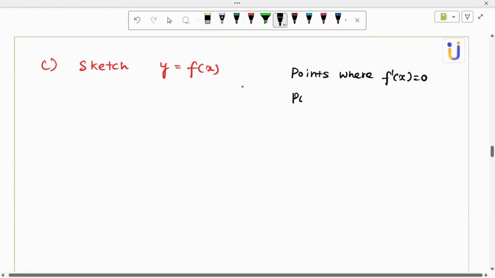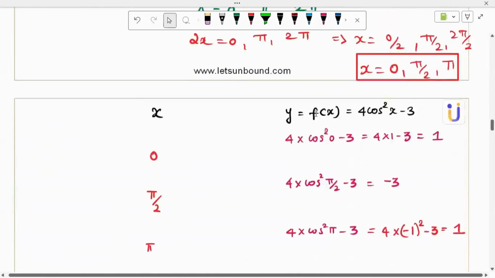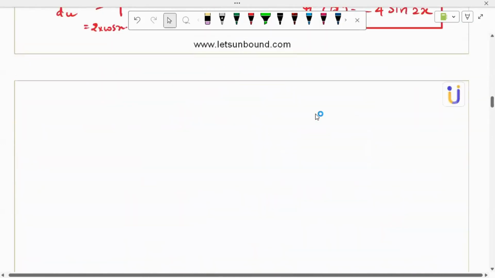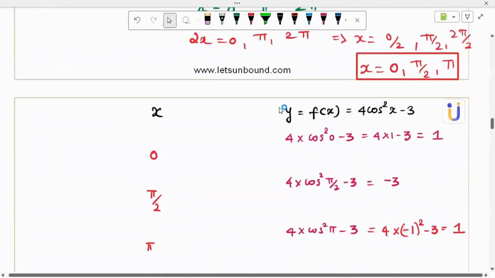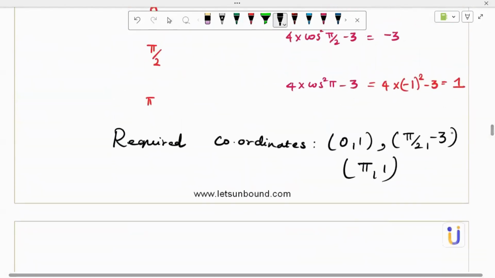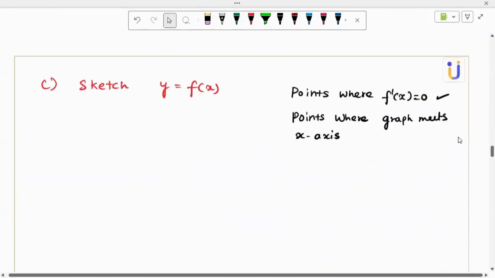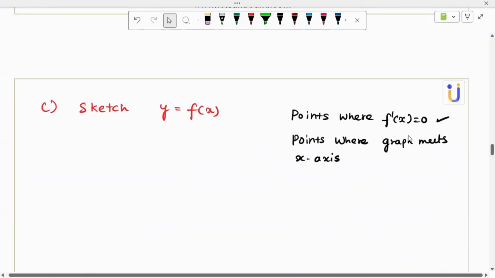Okay, and points where graph meets x-axis. This we already solved in one particular problem when f dash of x is 0. So this is the problem, right? When f dash of x is 0, what are the points on graph? So these points should be included in the graph. This already did, right?